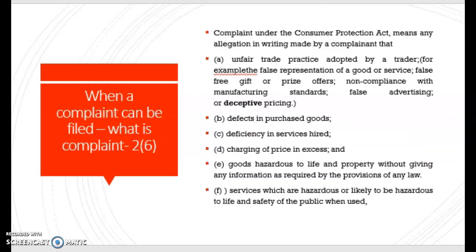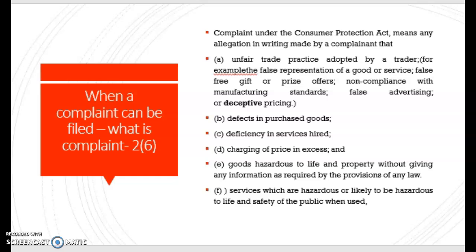Next is where goods which will be hazardous to life and safety when used are being offered for sale to the public in contravention of the standards relating to safety, or if the trader has reason to believe that the goods are going to be unsafe for the public. Next is services which are hazardous or likely to be hazardous to life and safety, and here also the service provider has all the due diligence to know that these services are injurious to life and safety.